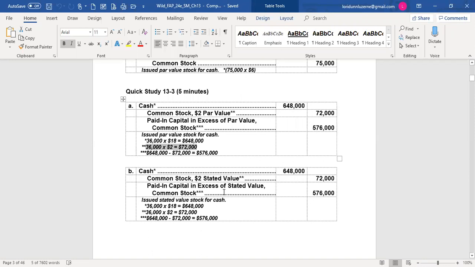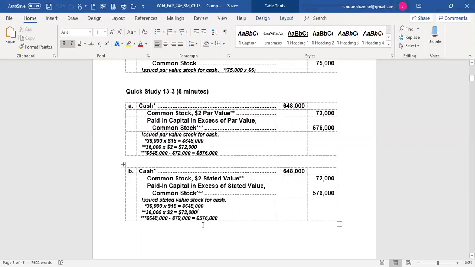In part B, it's the same situation, but now instead of saying it has a $2 par value, it has a $2 stated value. We treat stated value and par value the same way. It's just that when you put the excess or the overflow in paid in capital, it's in excess of stated value. These are both paid in capital accounts, but because it's using stated value instead of par value, we just substitute the word stated value.